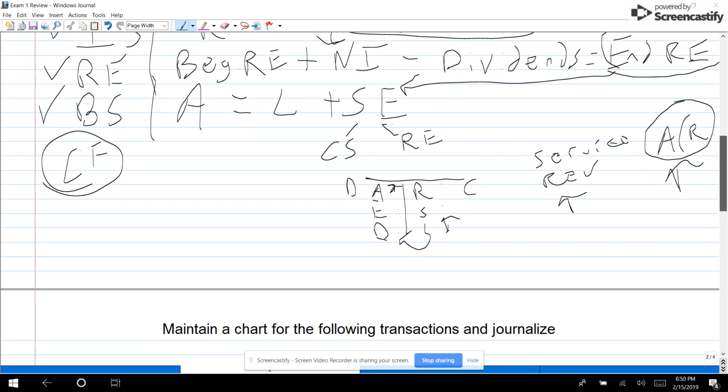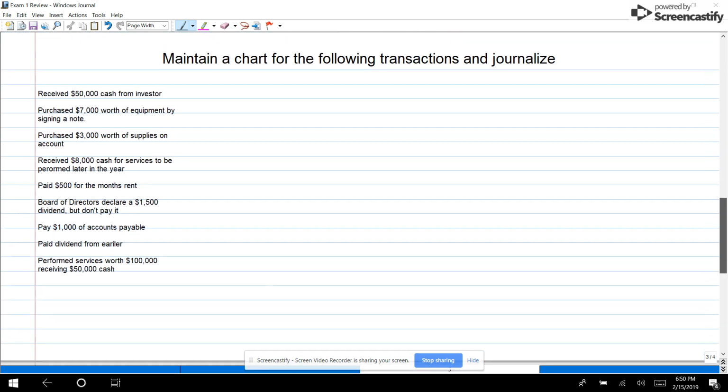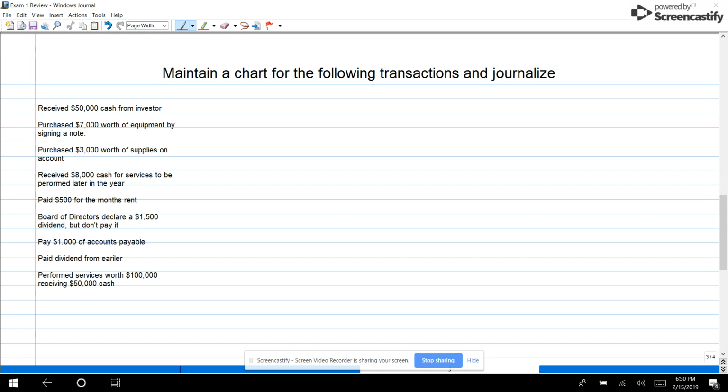So with that out of the way, let's do our first problem. How these videos work is I want you to pause the video and try to do it on your own. When I mean make a chart, I mean do it like this. Have assets, or let's have cash, I guess. So cash plus other assets equals liabilities plus common stock plus retained earnings.